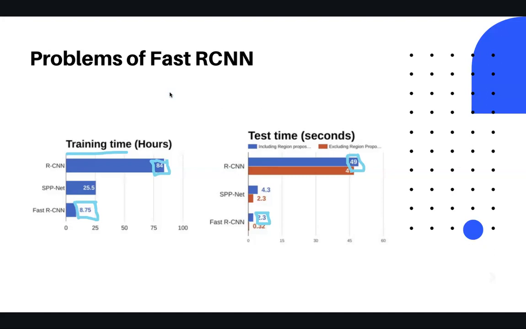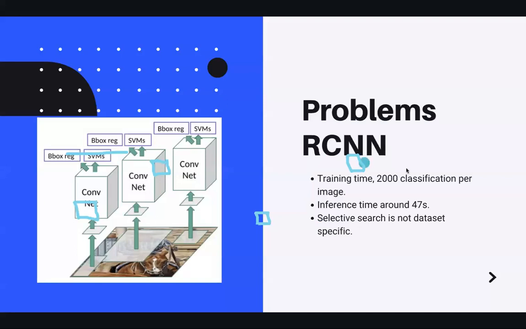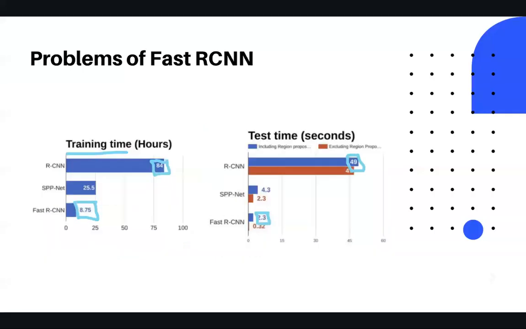So what is the problem that remains here? Remember the 3 problems that we spoke about? Training time, inference time, and the last one. What is the last one? Selective search is not dataset specific. So this issue we still have not solved yet. We've solved the training time issue. We've solved its inference time issue a little bit, but we still are using selective search. So selective search is not dataset specific, and that leads to bad results in general.